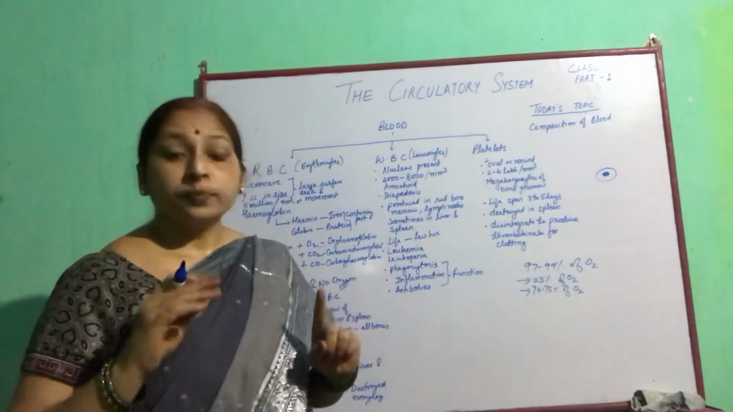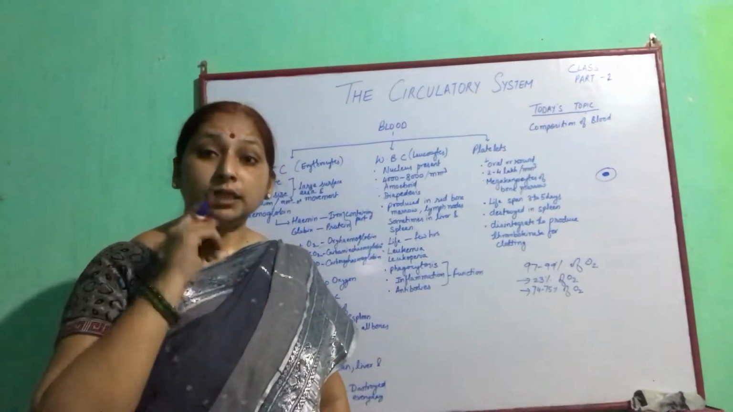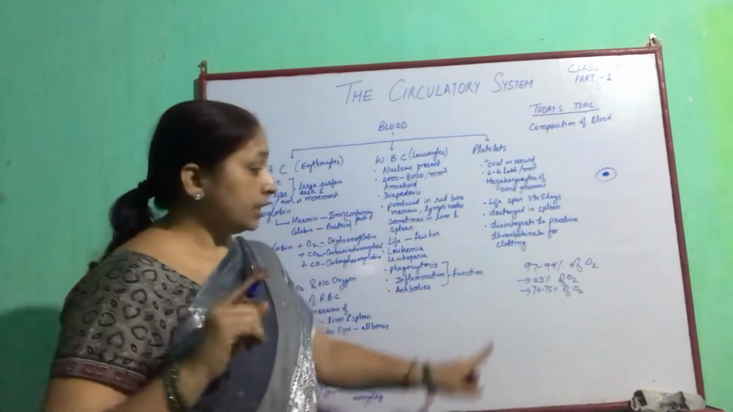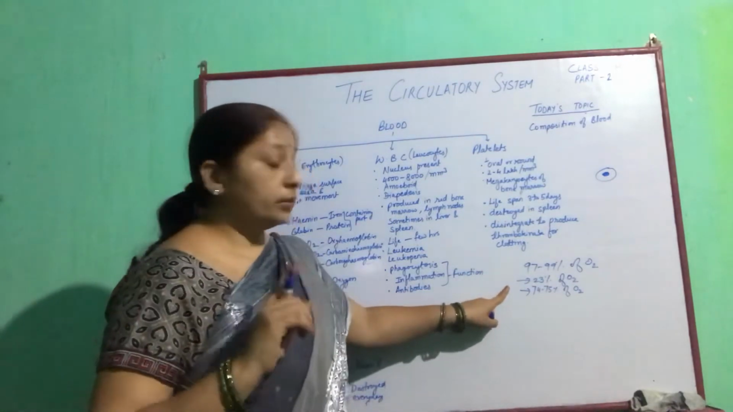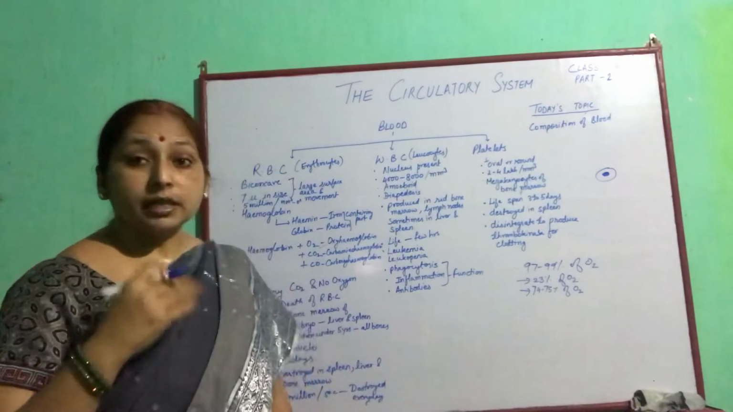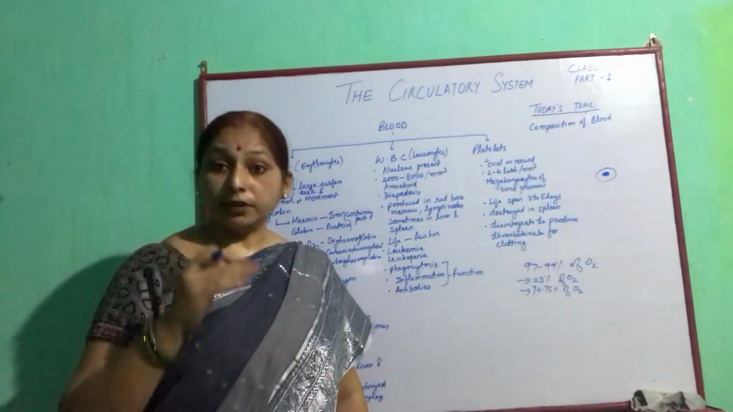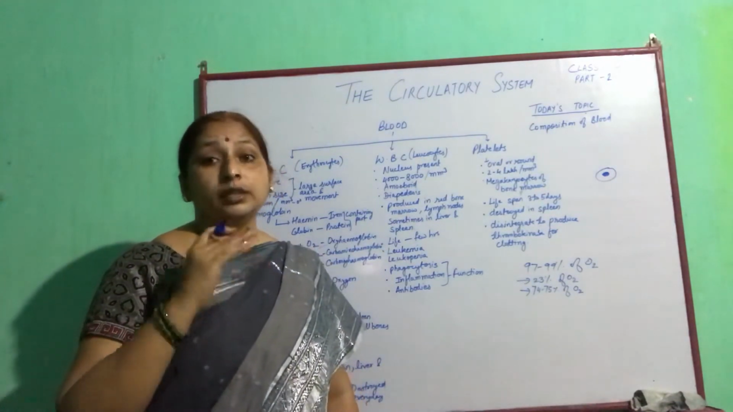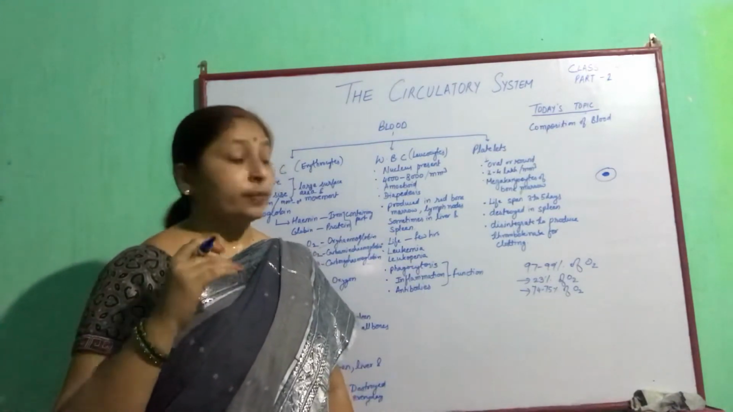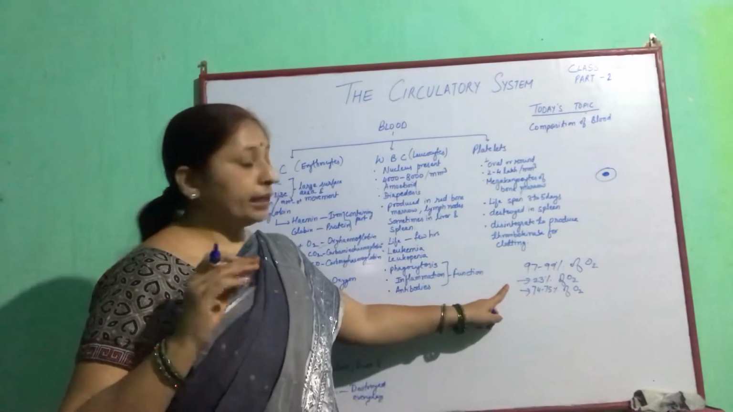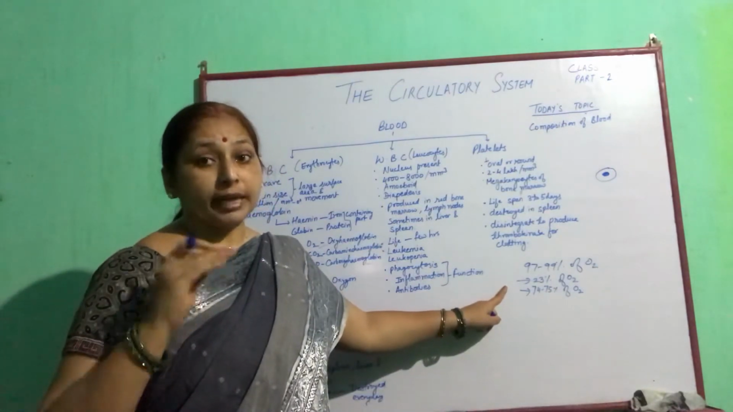Once again, when the blood is in the lungs, it contains 97 to 99% oxygen. When it is transported by the arteries to the different tissues or organs, it enters the tissues through the capillaries. There it leaves only 23% of the oxygen carried by it.